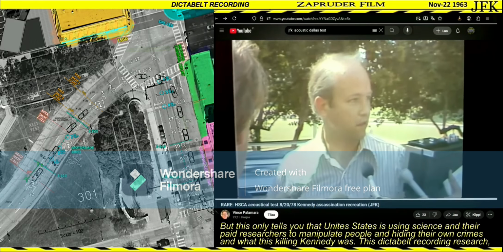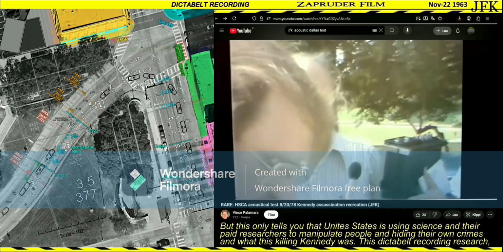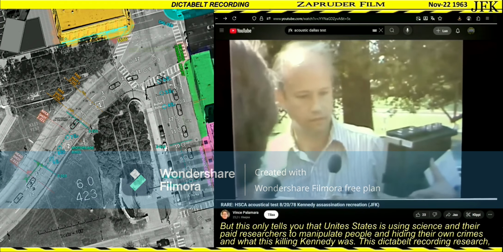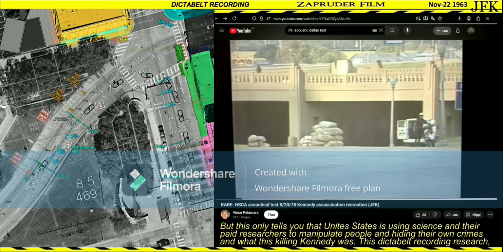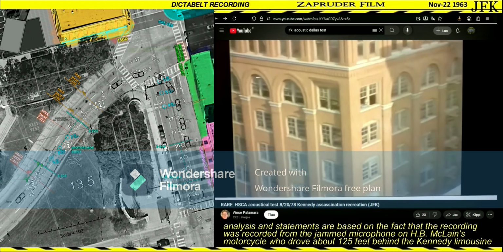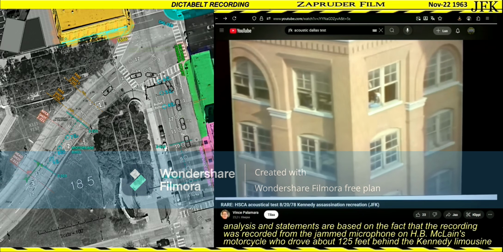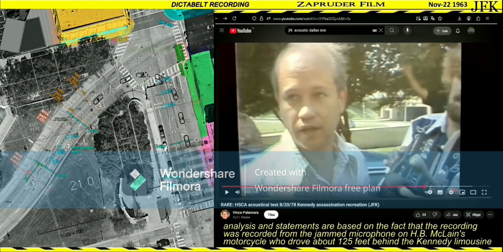But this only tells you that the United States is using science and their paid researchers to manipulate people and hide their own crimes, and what this killing of Kennedy was. This Dictabelt recording research, analysis and statements are based on the fact that the recording was recorded from the jammed microphone on H.B.